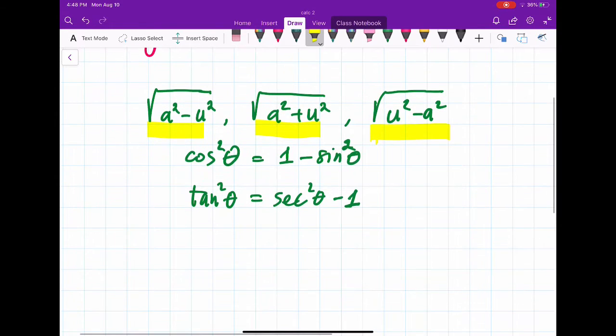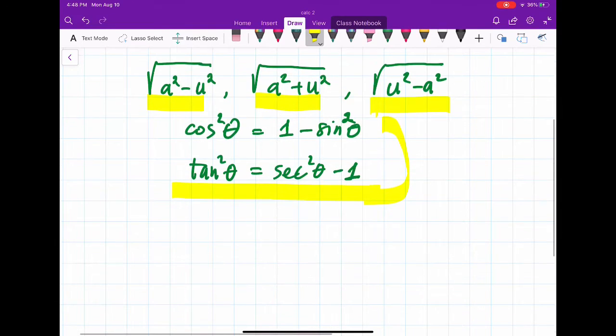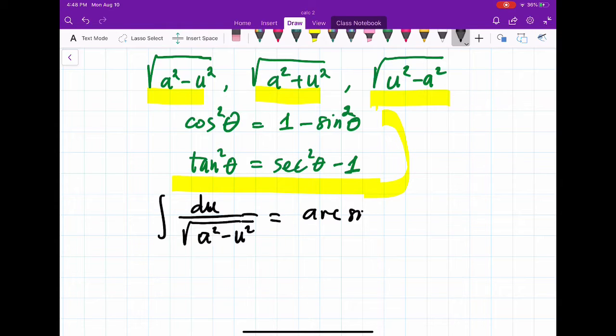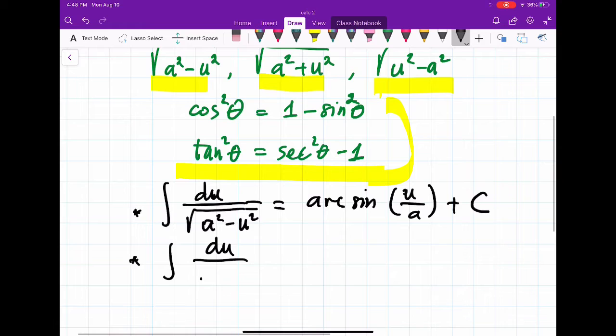And you see how such trigonometric identity works, right? We learned about that already. And let me remind you of two integrals involving such forms. The first one is du over square root of a squared minus u squared. That is arc sine of u over a plus c. And the second integral is du over a squared plus u squared.